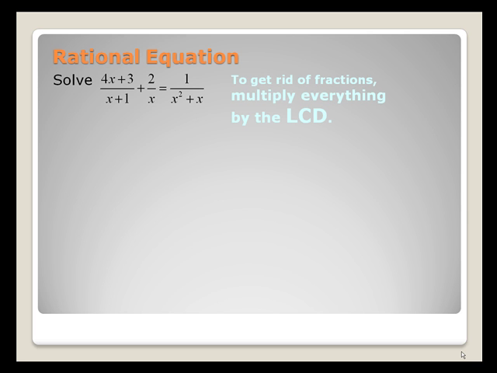To help us choose the LCD, it would help to see all of the denominators in their factored forms. So this fraction at the end, 1 over x squared plus x, that denominator can be factored into x times (x + 1). Our choice for LCD needs to be a multiple of each of these denominators. So we're going to choose x times (x + 1).